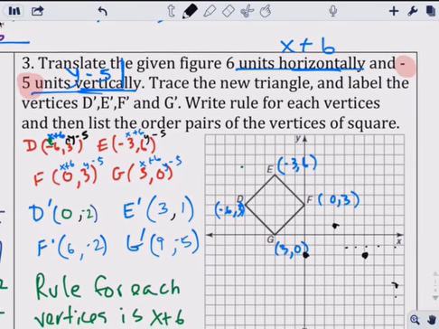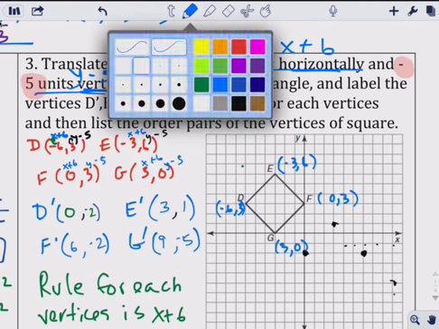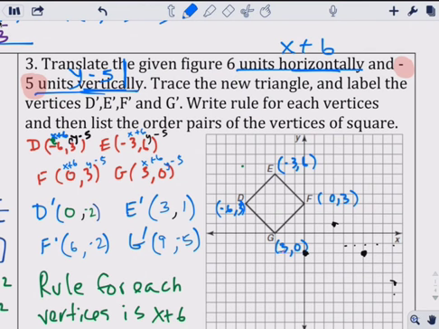Horizontal is 6. X plus 6. E is 3. 1. X plus 6. 9. Aha! You should tell me it's a -3. Oh, silly Mrs. Wilcox. See? It's not 30, it's -30.